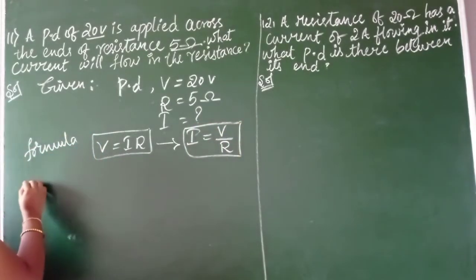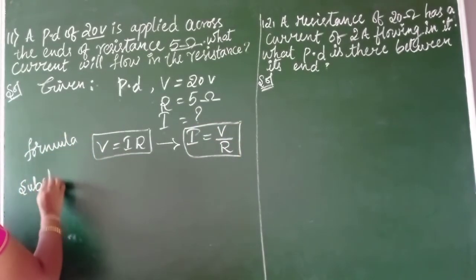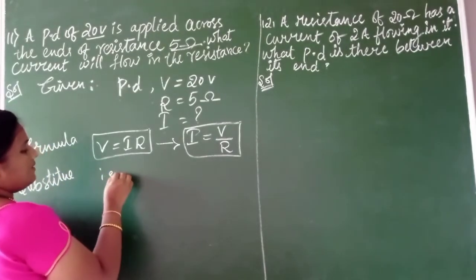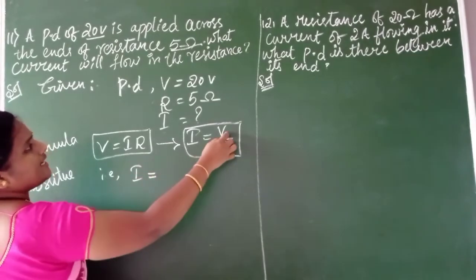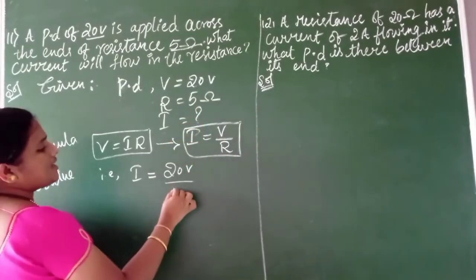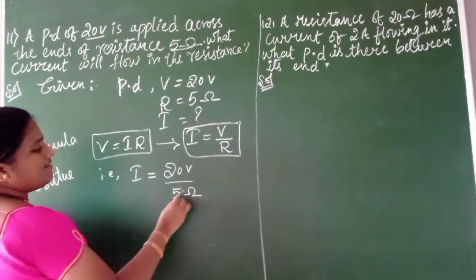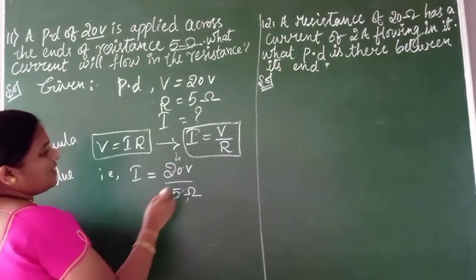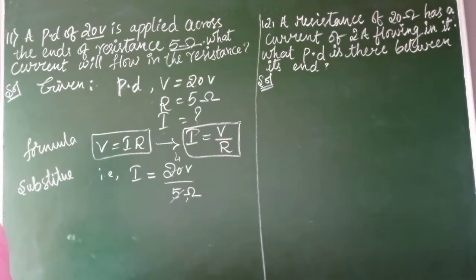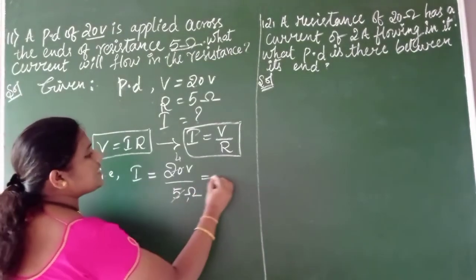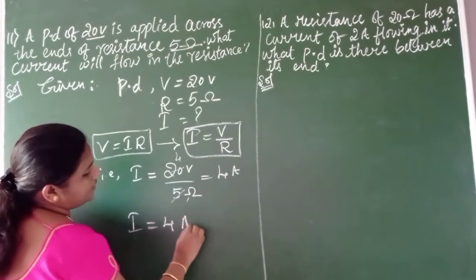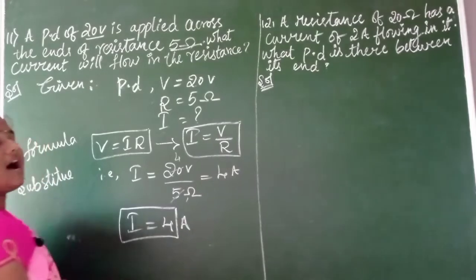Isn't it, children? Now we will substitute the given values. That is, I is equal to, what is the V value? 20 volts divided by R, which is 5 ohms. 5 ones are 5, 5 fours are 20. That is, volts per ohm is nothing but ampere. Isn't it, children? So this is equal to 4 amperes. That is, I is equal to 4 amperes.